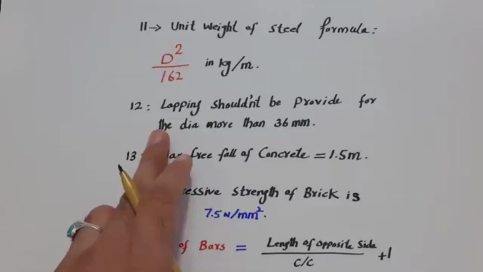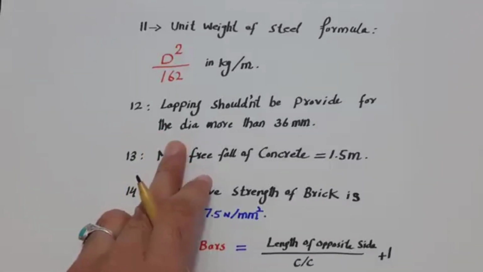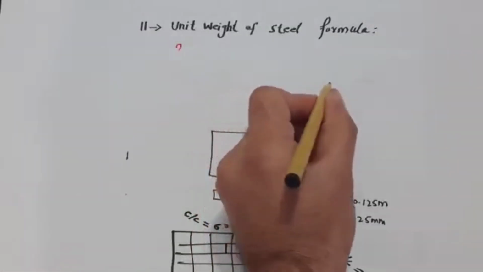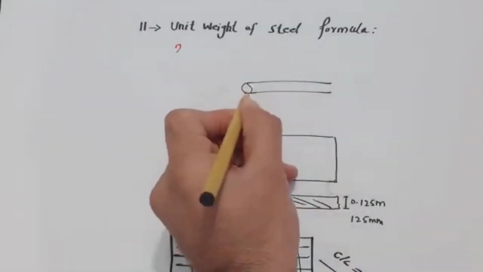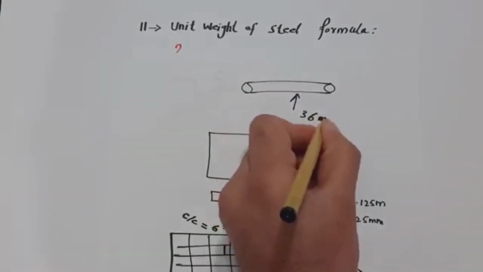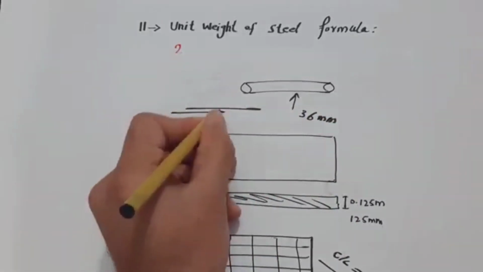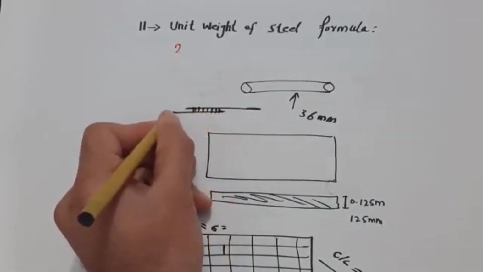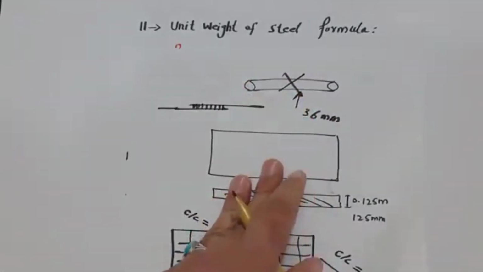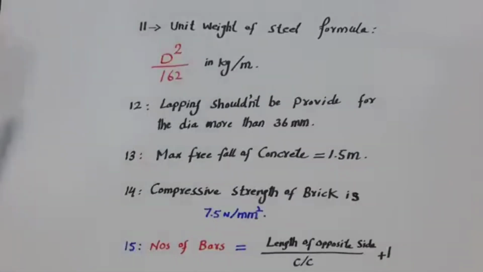Guys, the 12th one is lapping should not be provided for dia more than 36 millimeter. For example, you can see this is a steel rod. If the dia is more than 36 millimeter, the lapping should not be provided. This is lapping, guys, you can see. Less than this you can use, but for larger dia you can use the coupler method or any other one.